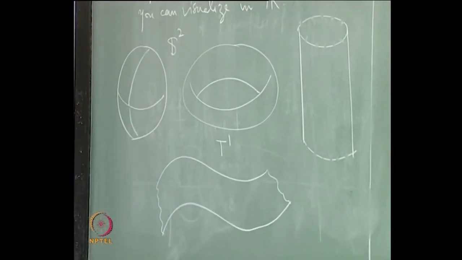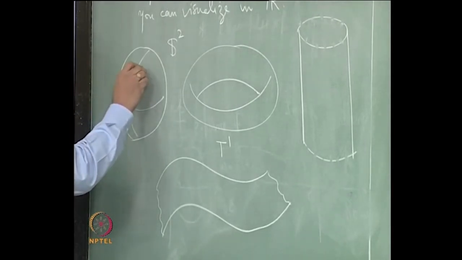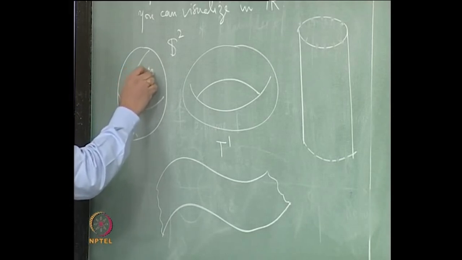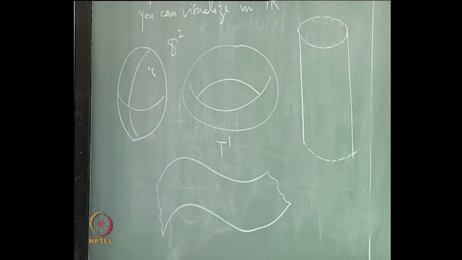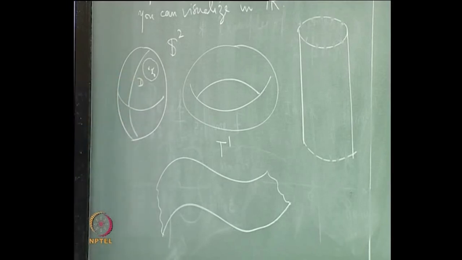And what is it that I want to do? It is the following. Suppose I am given a point x0 on that surface, okay, and suppose I am given a small neighborhood of that point which looks like a disk, okay.